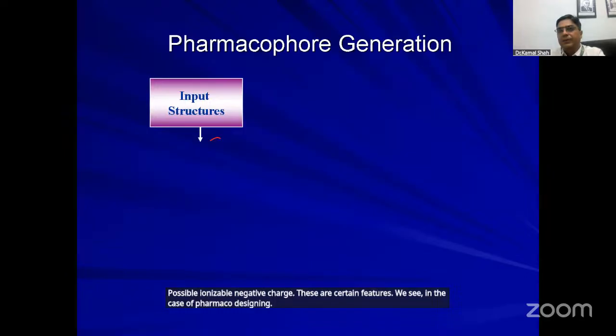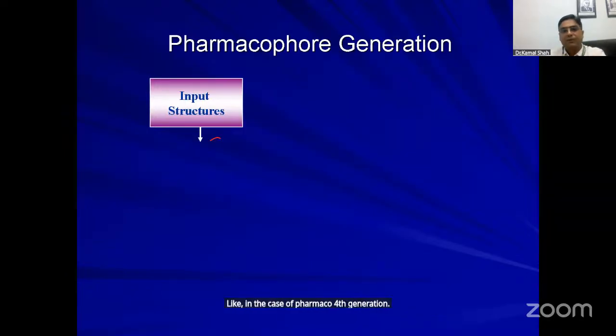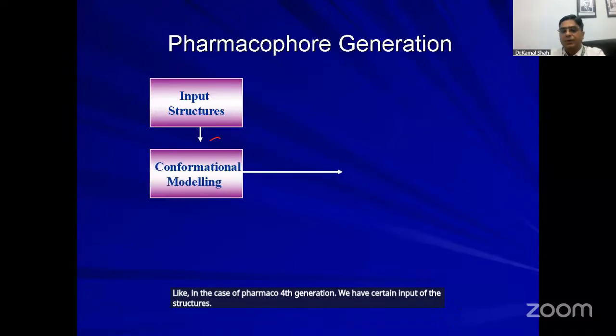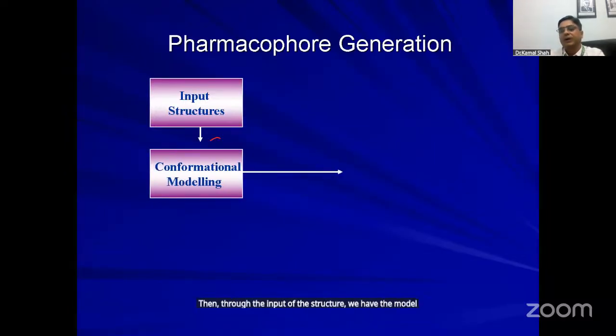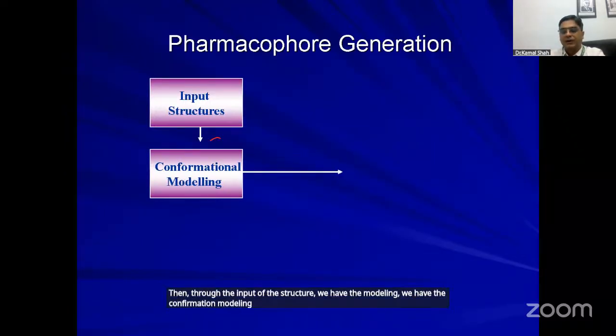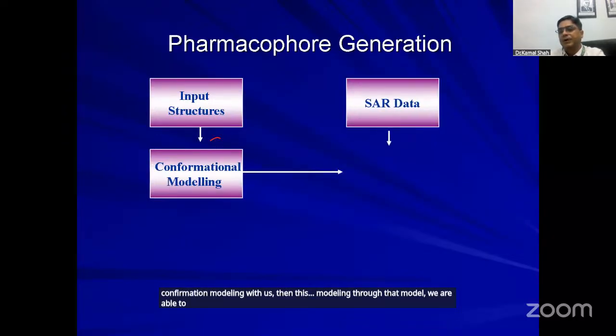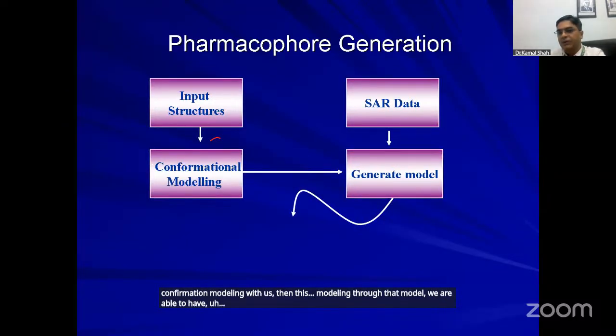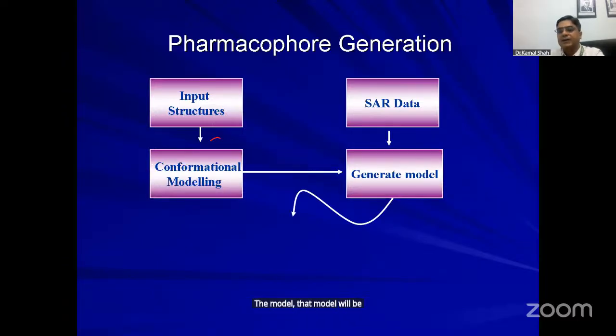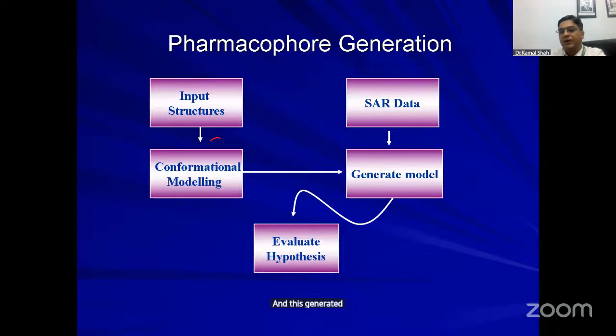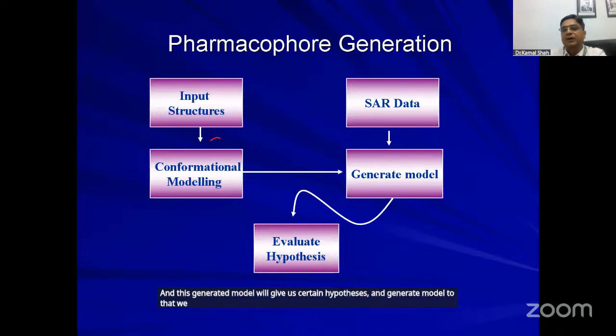Like in the case of pharmacophore generation, we have certain input of the structures. Then through the input of the structure, we have the conformation modeling with us. Through that model, which will be supported by the SAR data we already have, this generated model will give us certain hypotheses, and through the generated model we can evaluate it, or we can generate the pharmacophore.